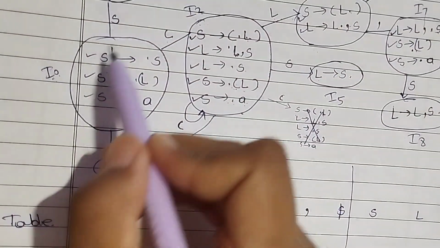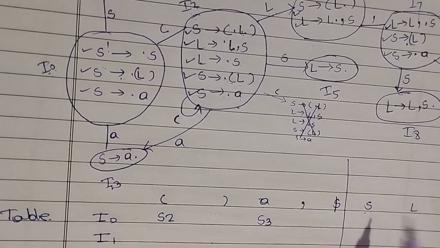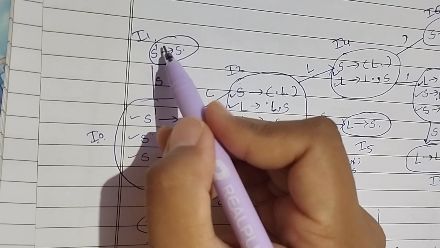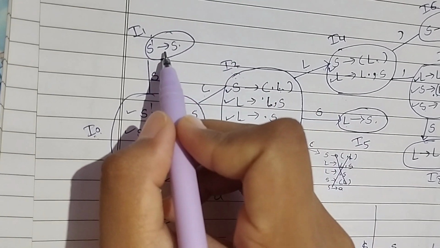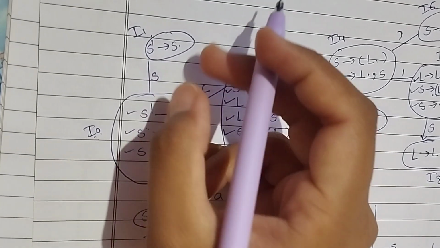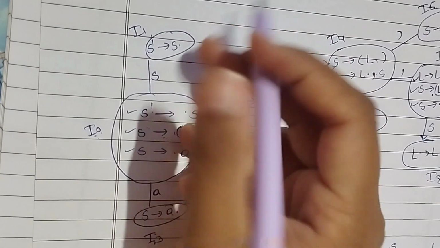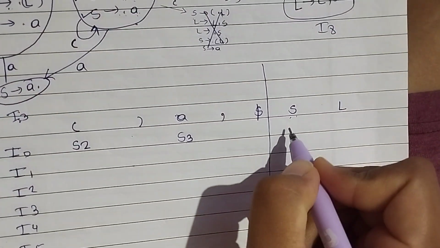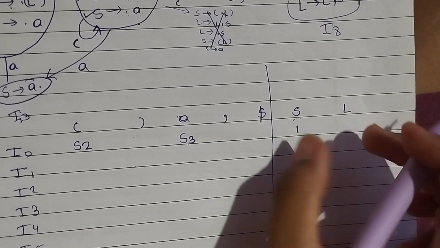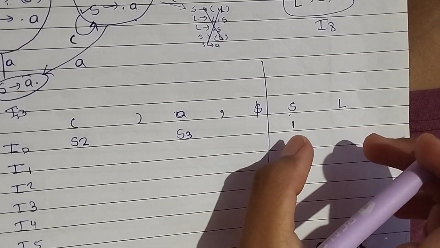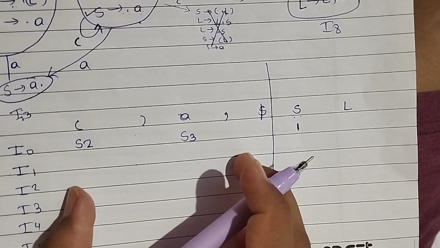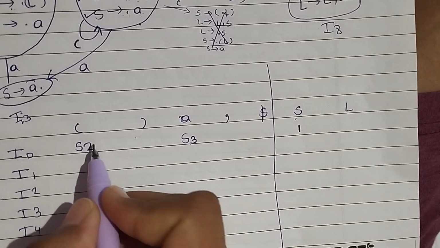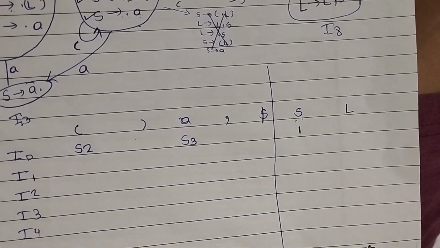Now from this I0 state, for the non-terminal S, we move to I1. This is the I1 state. For the non-terminal we do not write I1 or S1, we write only the number, 1. So we write number 1. For the non-terminals we write numbers, and for the terminals we write shift, S, and in front of it the state number.